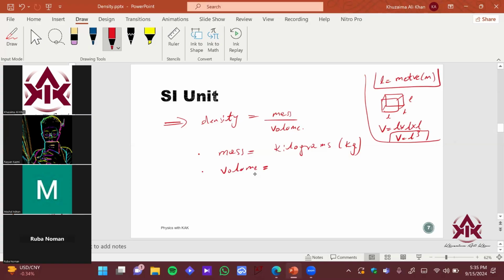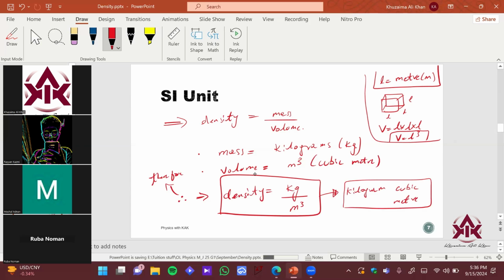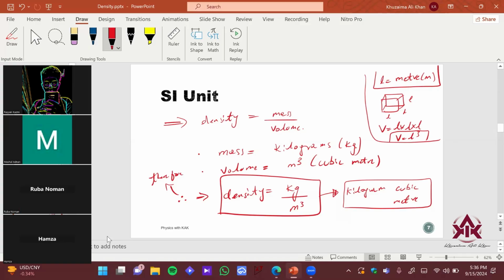Okay, length is always measured in meters. Right, so we have the volume to be in meter cube, right? Does that make sense? Okay, so that is called cubic meter. If we just put these things into the formula, therefore, density SI unit is kilogram per meter cube, right? Or if you want to write it in English alphabetical form, that is going to be kilogram per cubic meter, right? Okay, I hope it makes sense. Is the derivation clear? Give me a thumbs up if it is clear. Okay, Ruba, Rayan clear, and Mashal also clear. That's good.